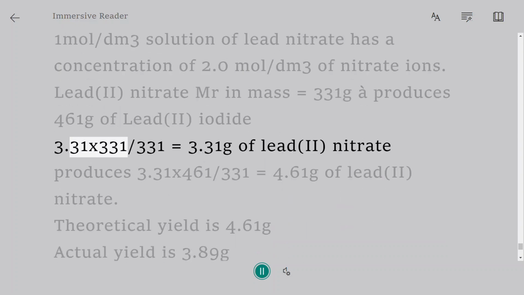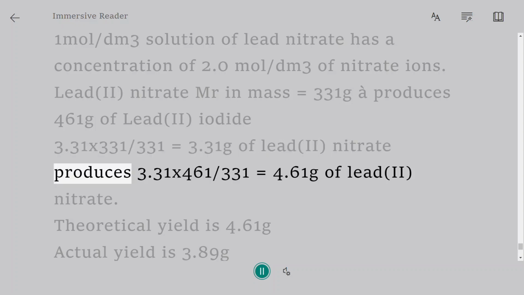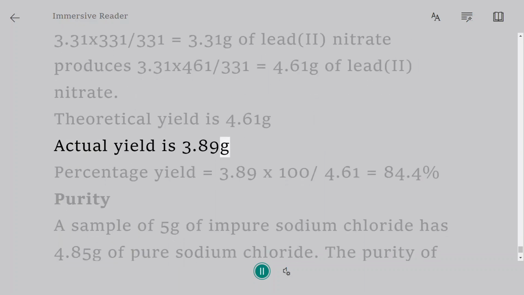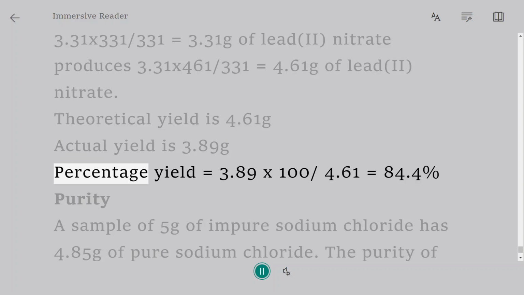3.31 times 331/331 equals 3.31 g of lead(II) nitrate produces 3.31 times 461/331 equals 4.61 g of lead(II) iodide. Theoretical yield is 4.61 g. Actual yield is 3.89 g. Percentage yield equals 3.89 times 100/4.61 equals 84.4%.